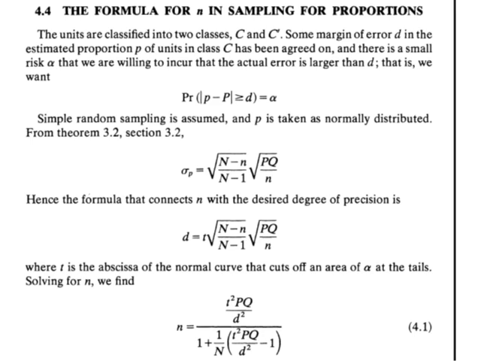Here we will begin the formula for n in sampling for proportions. The units are classified into two classes, C and C dash. Some margin of error d in the estimated proportion p of the units in the class C has been agreed on, and there is a small risk alpha that we are willing to incur that the actual error is larger than d.